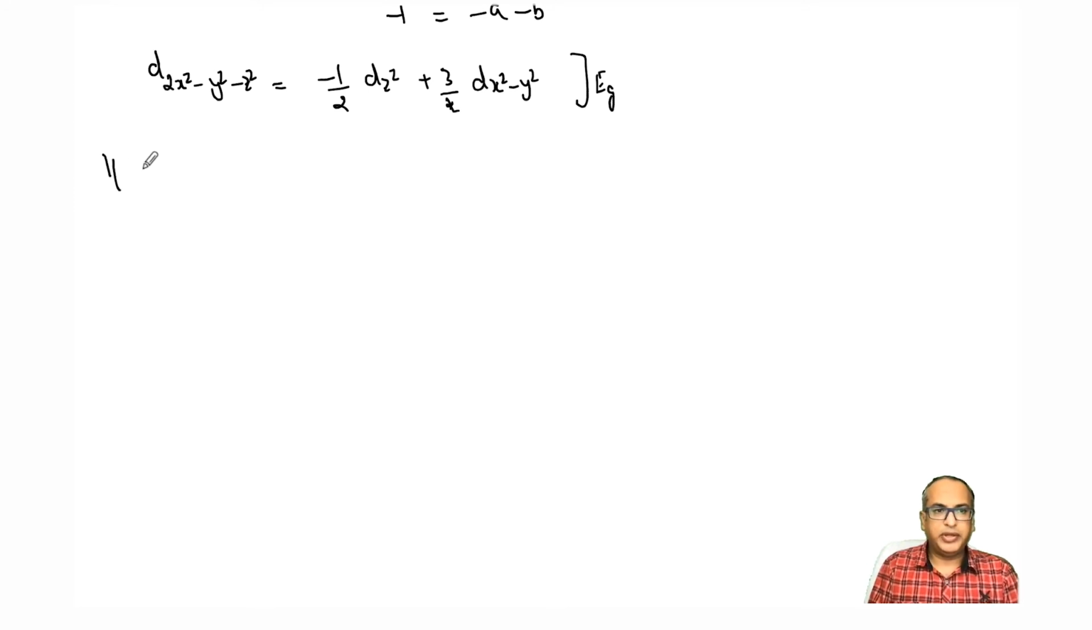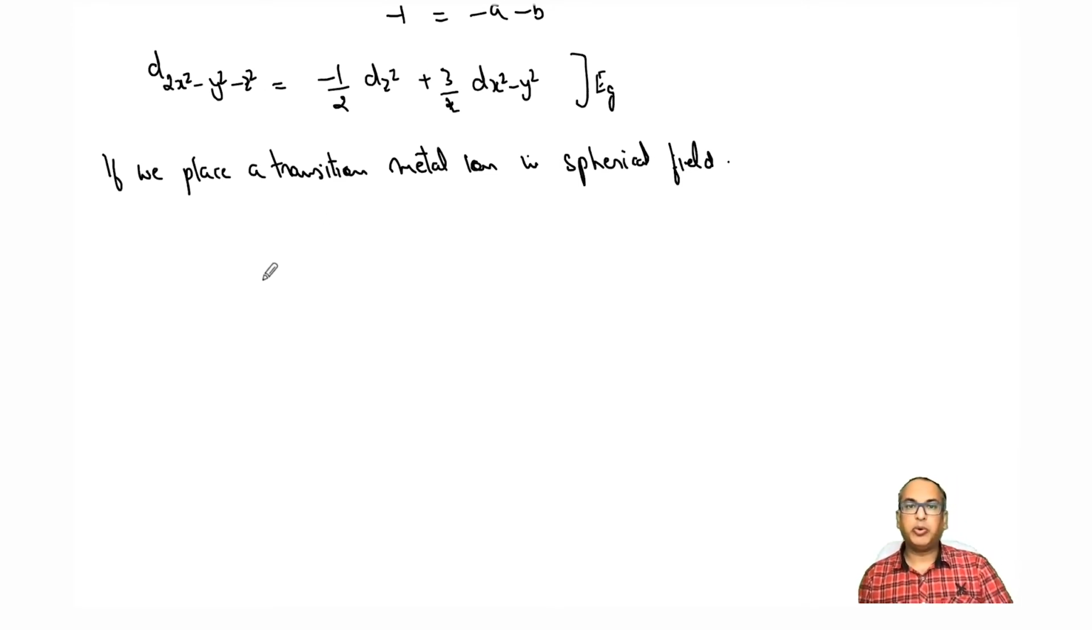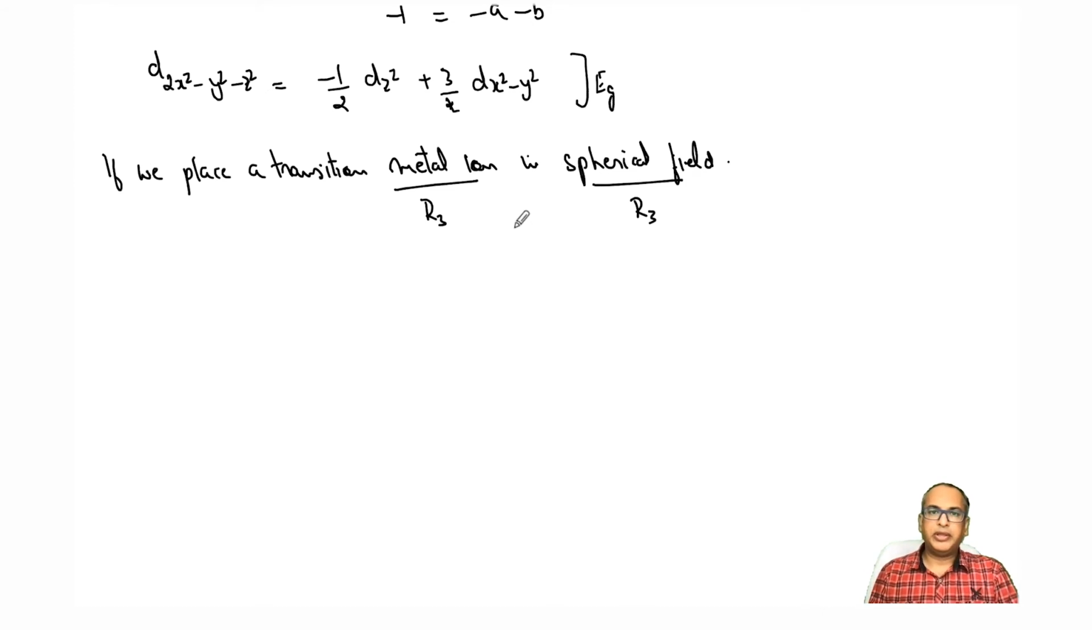So let's say we place a transition metal ion in a spherical field. To start with, it was an isolated ion. Now we are putting it in a spherical field, so again R3 to R3, right? Initially the symmetry of this metal ion is R3. Now the spherical field will also have R3 symmetry, that is spherical symmetry.